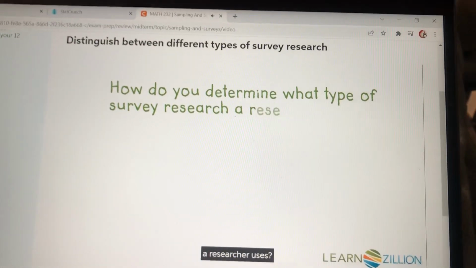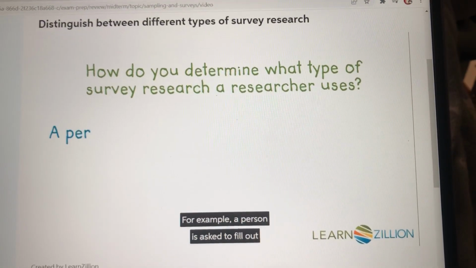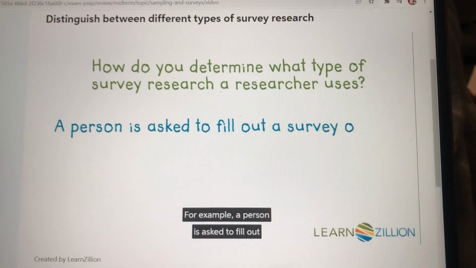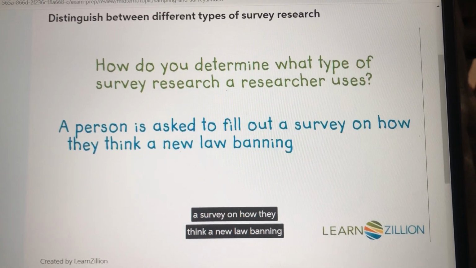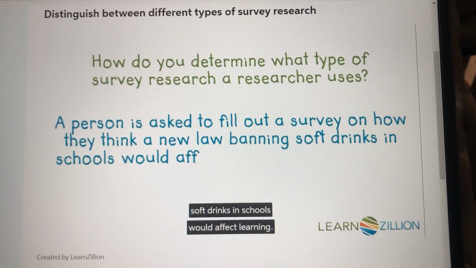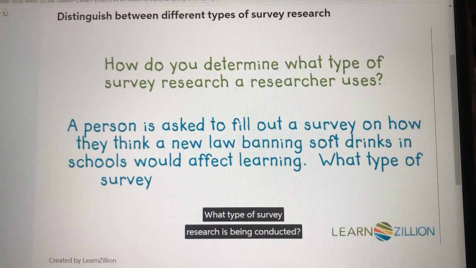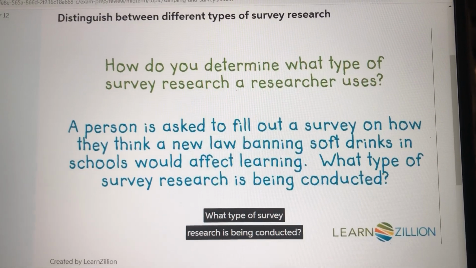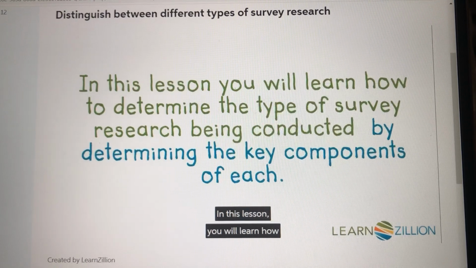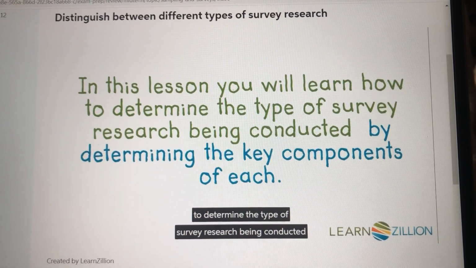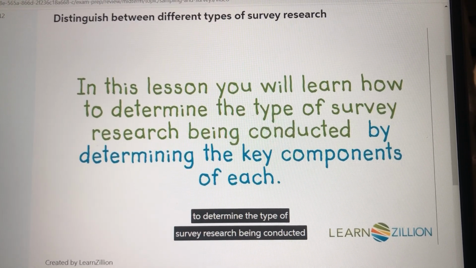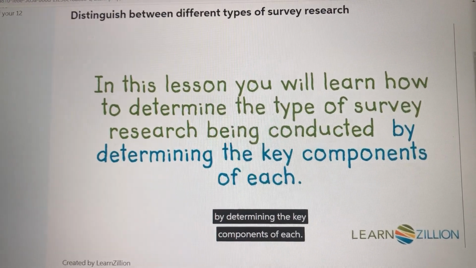Survey research a researcher uses. For example, a person is asked to fill out a survey on how they think a new law banning soft drinks in schools would affect learning. What type of survey research is being conducted? In this lesson, you will learn how to determine the type of survey research being conducted by determining the key components of each.